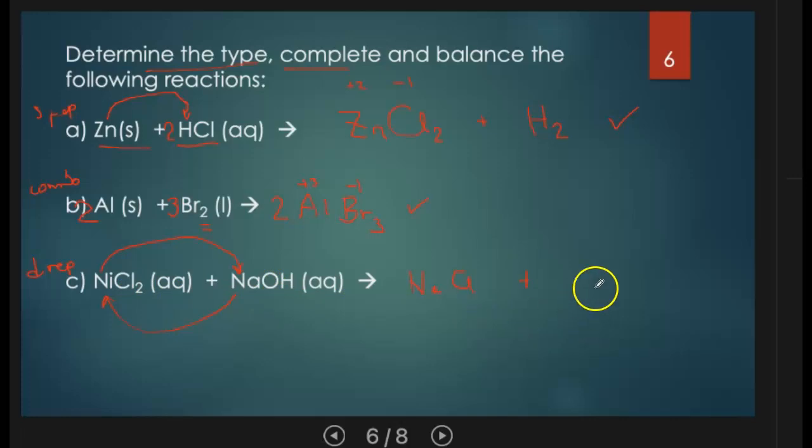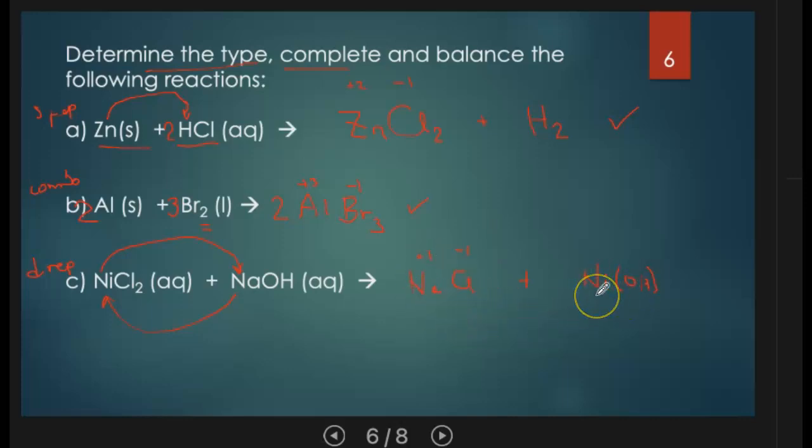And then the nickel is now going to be with the hydroxide. So Ni is going to go with the OH. I'm going to put OH in parentheses because it is a polyatomic. I want to make sure I'm moving it across as a unit. All right, now to get subscripts, we have sodium is a +1. It's in group 1A. Chlorine's a -1 in group 7A. Crisscross those, and that's 1 to 1.